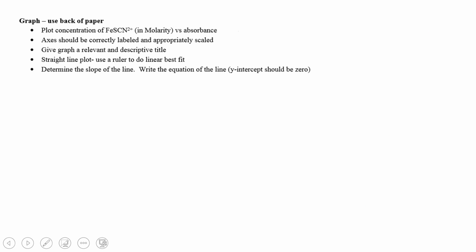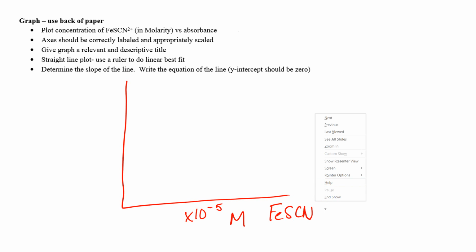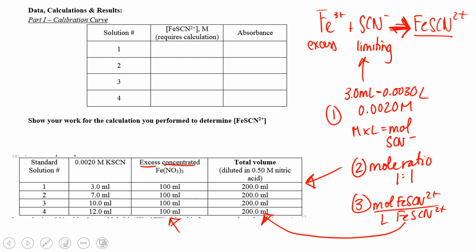Okay, next step, your graph. So your graph should look a little bit like this. You should have molarity, and don't forget your molarities were in units of like 10 to the negative 5th probably, so those are very small numbers. So this is molarity of FeSCN. And where did these numbers come from? Well, they're coming from these calculations you did right here. These calculations are going to be pretty small numbers, like something times 10 to the negative 5th molar. One of them is going to be times 10 to the negative 4th. So your solutions are pretty dilute.